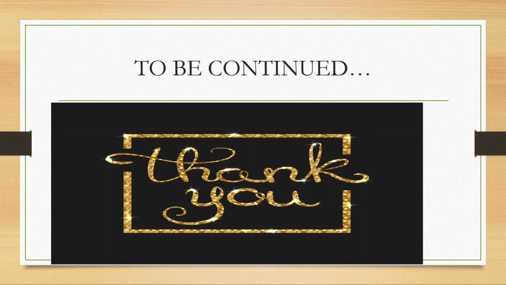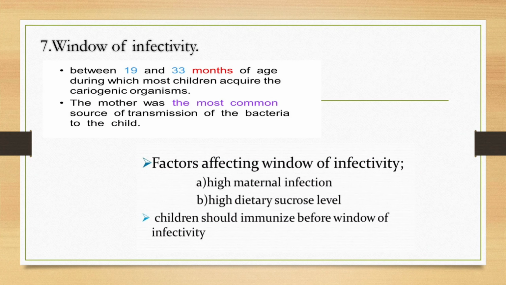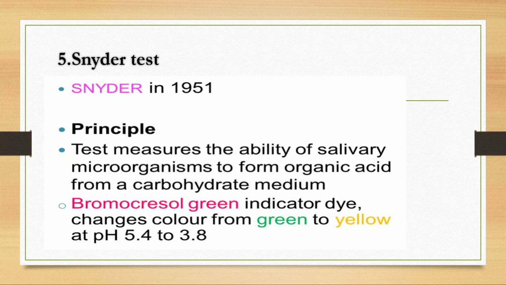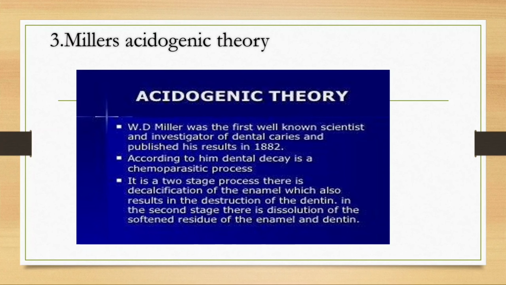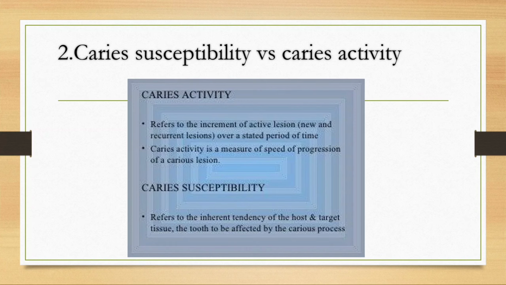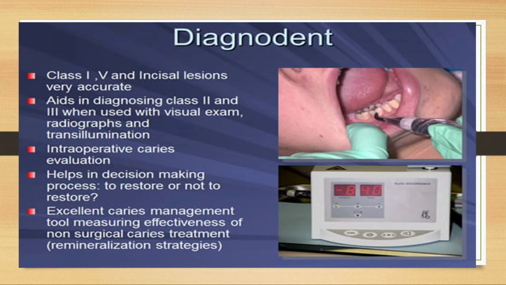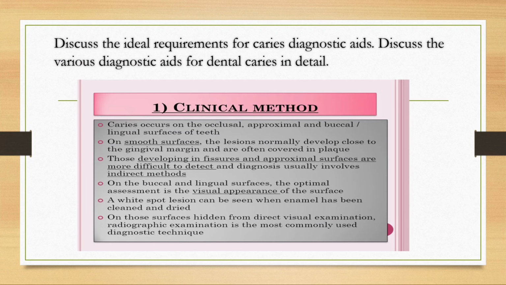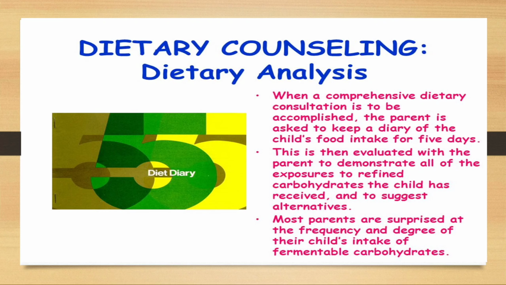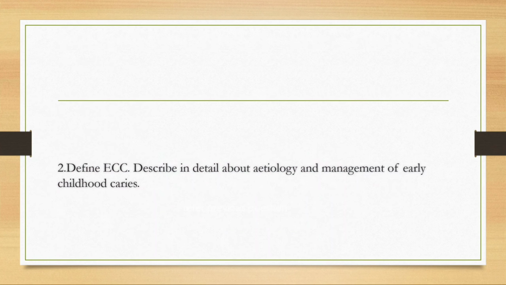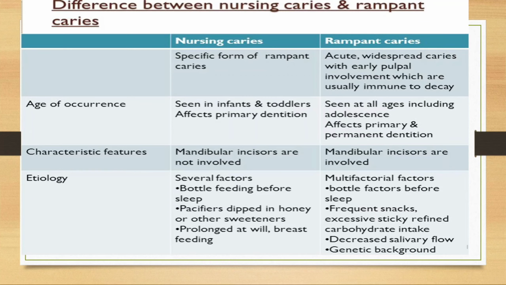Okay, so that was all about part 6. It was basically about cariology, early childhood caries, its clinical features, etiology, management, and we have many short notes like window of infectivity, sugar substitutes, Snyder test, rampant caries, Miller's theory, caries activity and caries susceptibility, and anticipatory guidance, and the diagnostic aids like 4T, ECM, Diagnodent, dyes, radiograph, and clinical methods, and regarding dietary counseling and the difference between nursing caries and rampant caries.